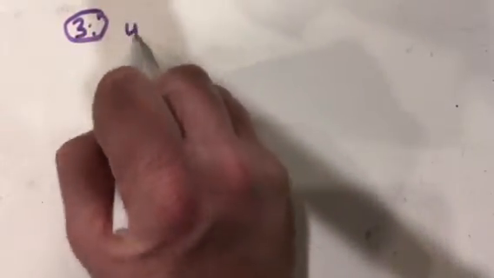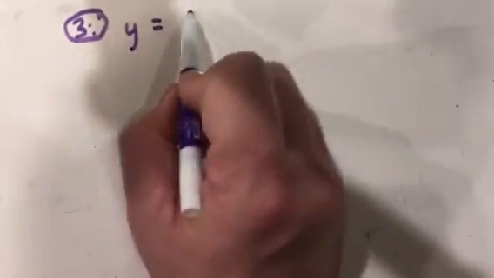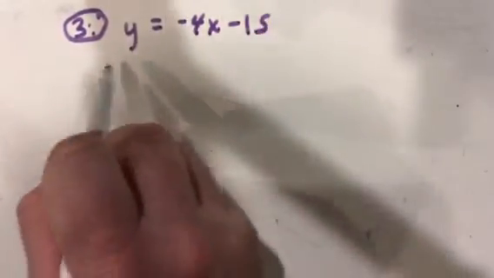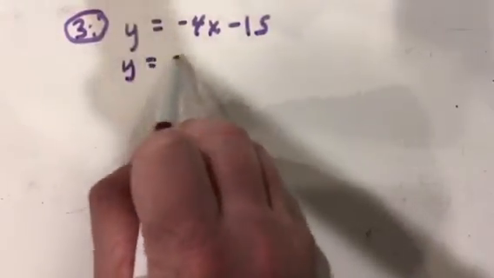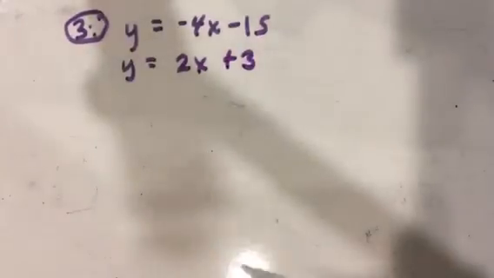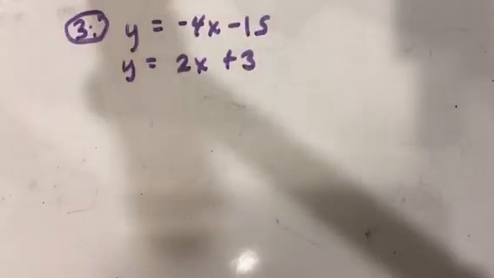Number 3. Y equals -4x minus 15. Y equals 2x plus 3. Now, truly everything is lined up, so if you want to do some sort of elimination, you could, or you could even move stuff around to where it's the normal lined up of x first, y second, number third. But I actually wouldn't use elimination at all.